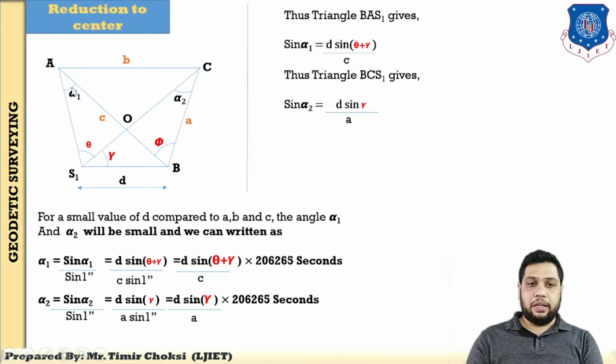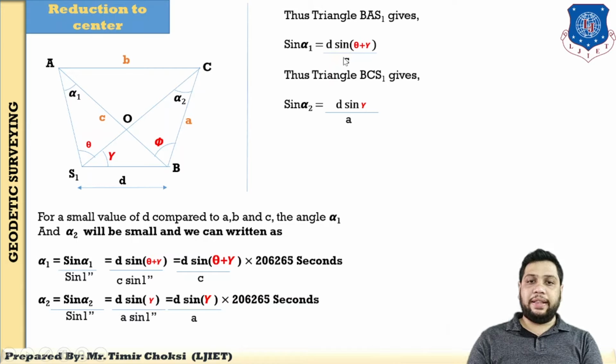The sine rule says an angle's sine divided by its opposite side. Here the angle is alpha 1 with opposite side D, and sine theta plus gamma with opposite side C. So sine alpha 1 equals D sine theta plus gamma divided by C. Similarly, taking the second triangle BCS1 to find sine alpha 2, sine alpha 2 equals D sine gamma divided by A. These equations are formed using the sine rule.